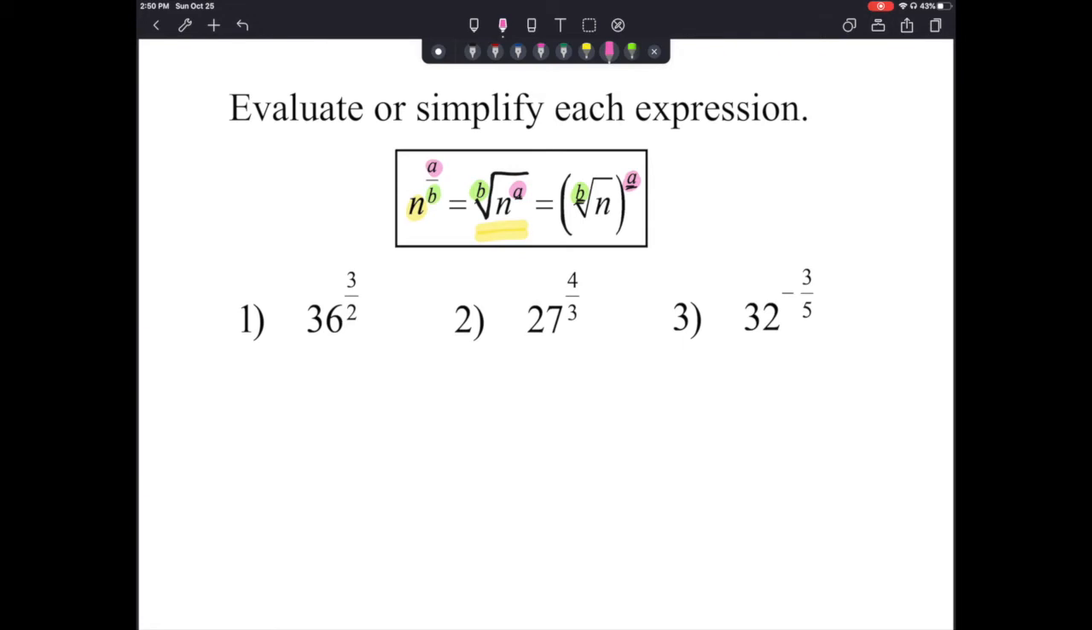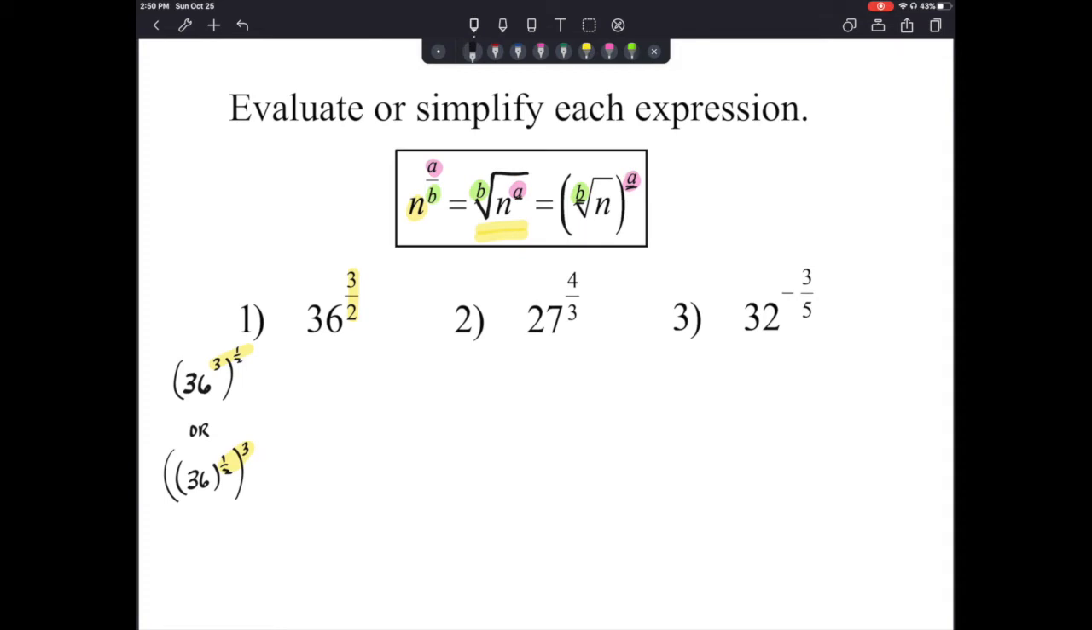So let's look at a couple of these to figure out what's going to happen. If I look at this first one, I could treat this as 36 to the third power and then raise it to the 1/2 power, because isn't 3 times 1/2 3 halves? Or I could do 36 to the 1/2 power and then raise that to the third power. That's also going to give me 3 halves when I multiply them.